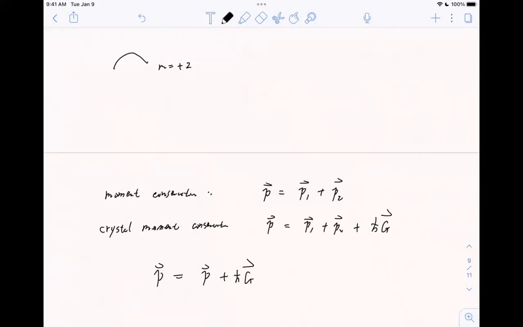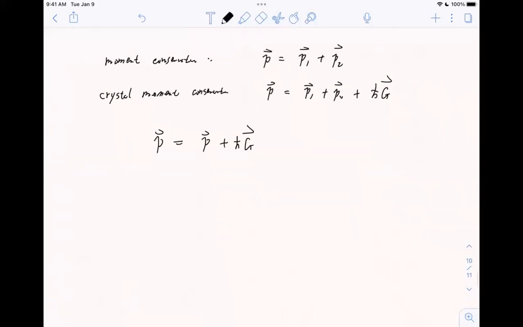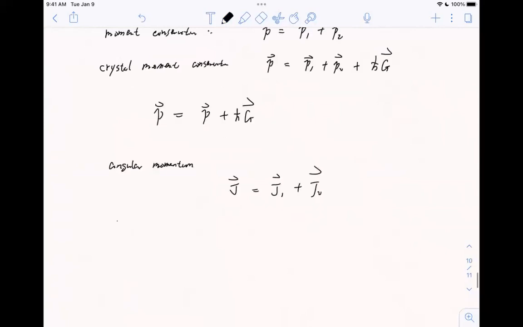So what about angular momentum? I talked about this before, but let's review it. Normally you need J equal to J1 plus J2. I didn't really see the term crystal angular momentum, and I don't see this in the textbook, but it is the same principle.